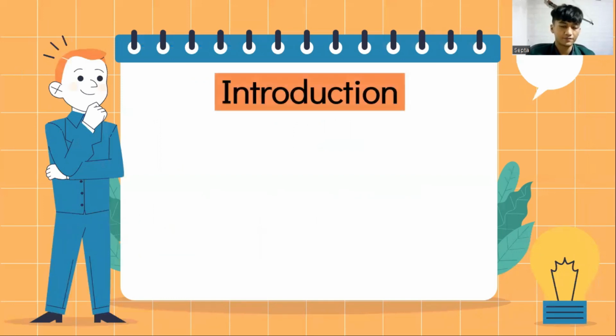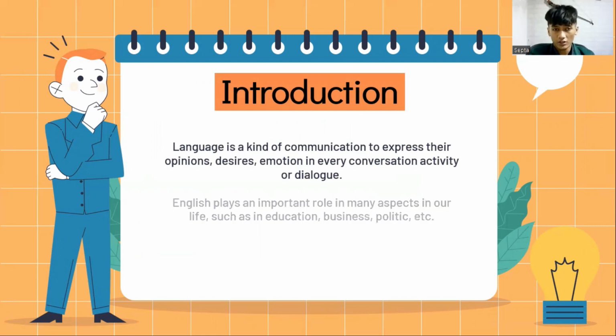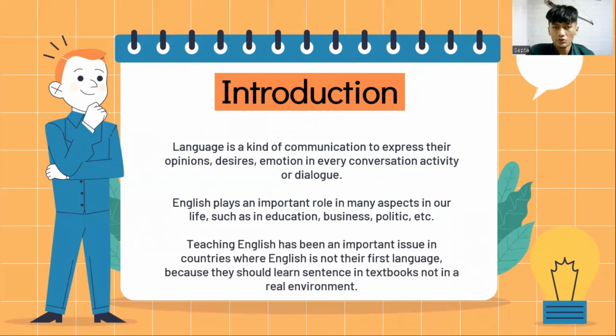So in the introduction, language is a kind of communication between people in a community. Language is used to express their opinions, desires, emotions, in every conversation, activity, or dialogue. There are many kinds of language that are used to communicate. One of them is English. English as an international language has to be learned by people in the world. English plays an important role in many aspects of our lives, such as in education, business, politics, and so on. And teaching English has been an important issue in countries where English is not their first language.